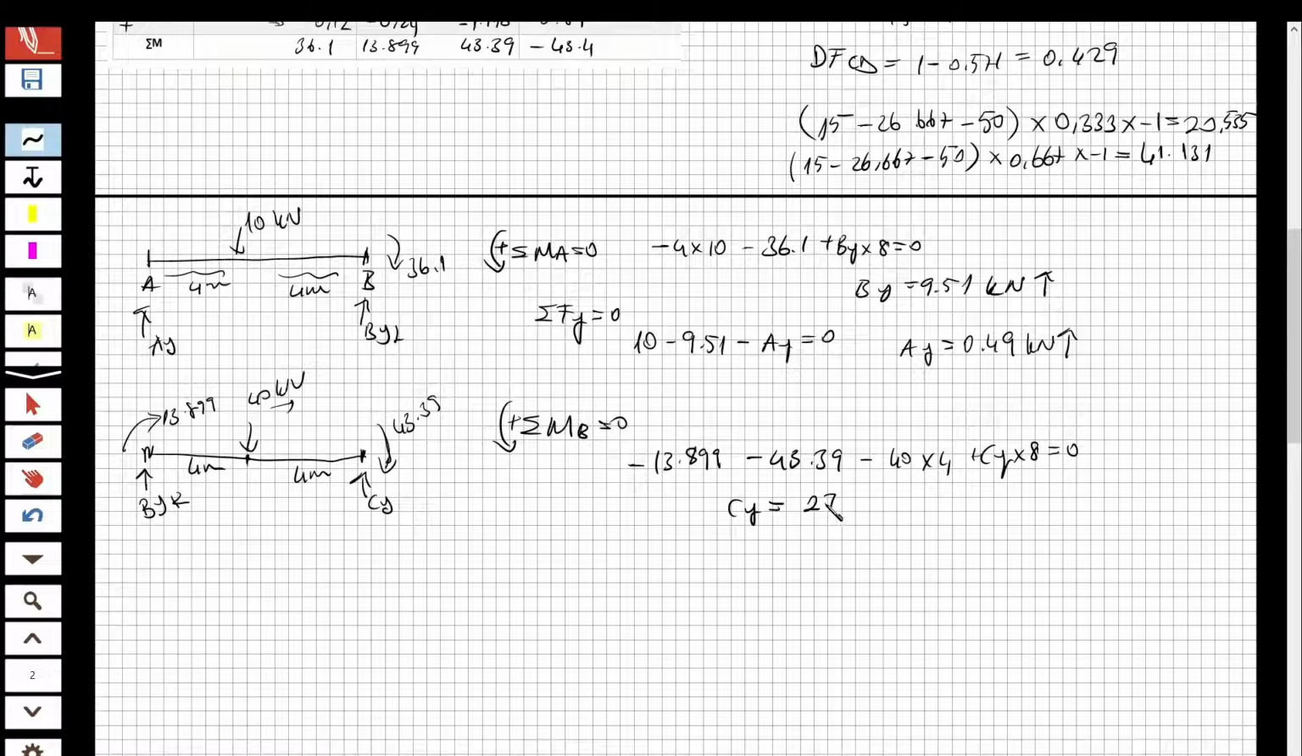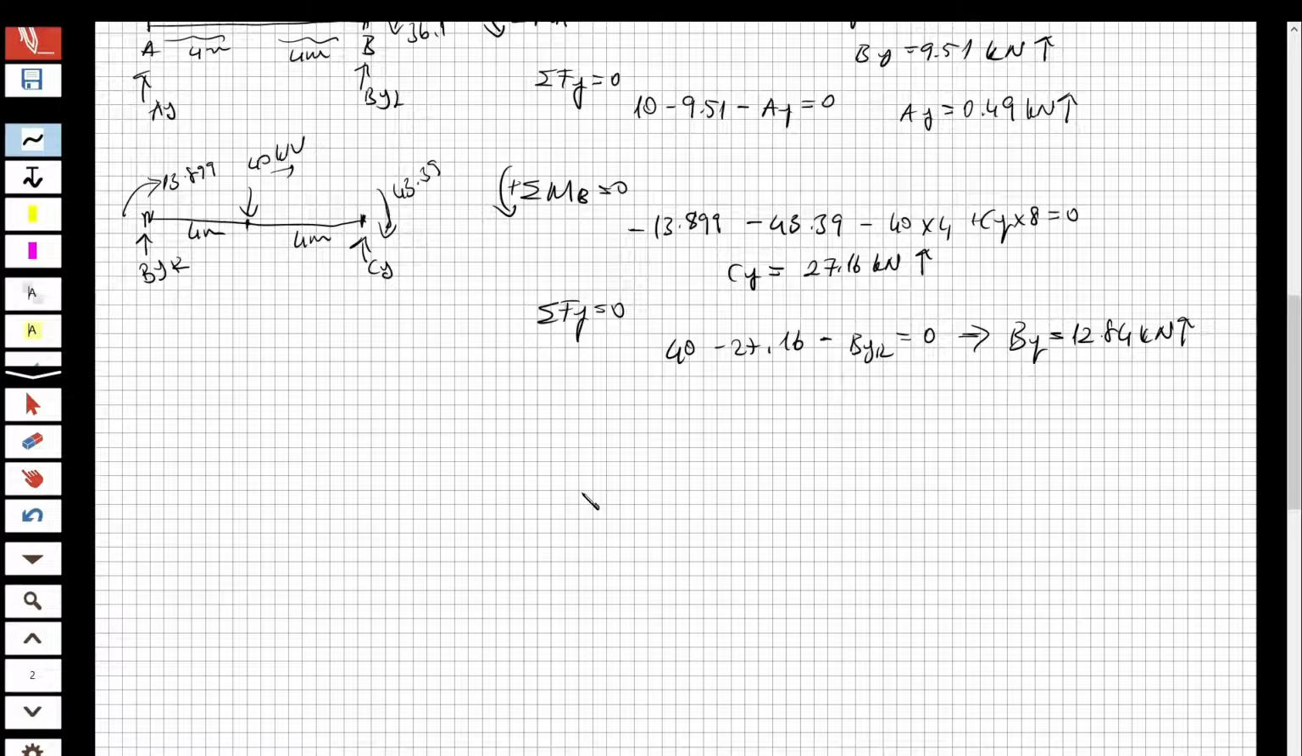27.16. Okay, 27.16 kilonewton. When I write the total Fy is equal to 0, 40 minus 27.16 minus By, equal to 0. From this equation, I'm going to obtain By equal to 12.84, upper direction. Okay. So now let's solve the last part.